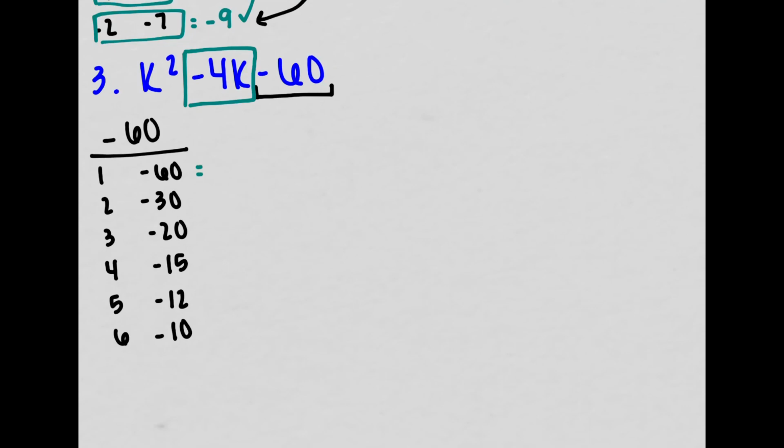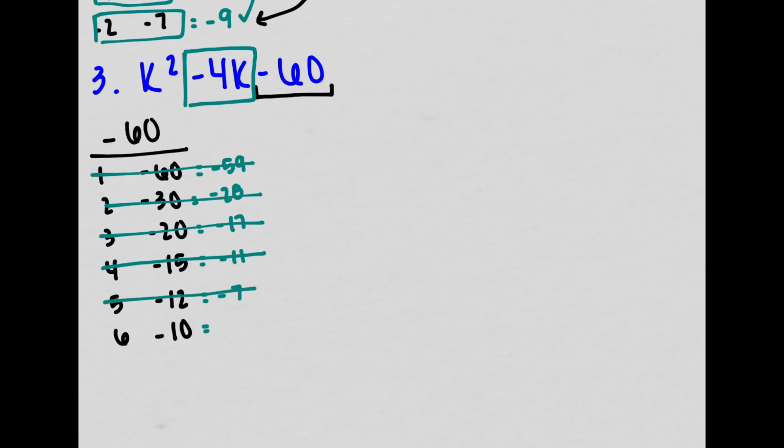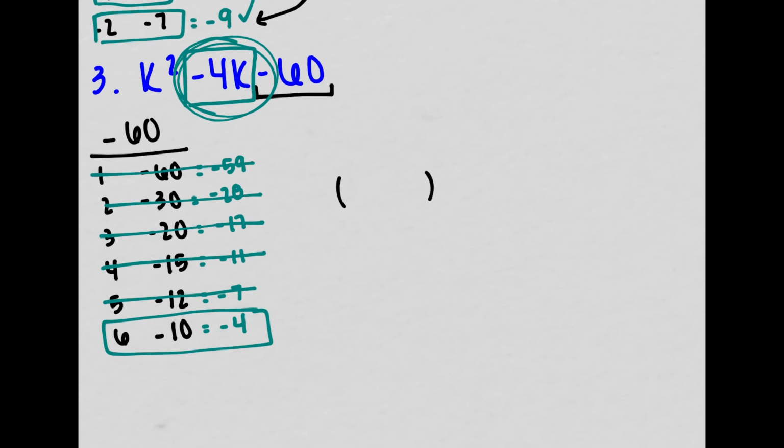1 minus 60 is -59, so that's not it. 2 minus 30 is -28. 3 minus 20, -17. 4 minus 15, -11. 5 minus 12 is -7. And finally, 6 minus 10 is -4, which is what I'm looking for. So I have my set of numbers that I need. I set up my parentheses like I have been. k goes in the front, and then I put the numbers with their signs. So I have a +6 and a -10, and here's your factored form.